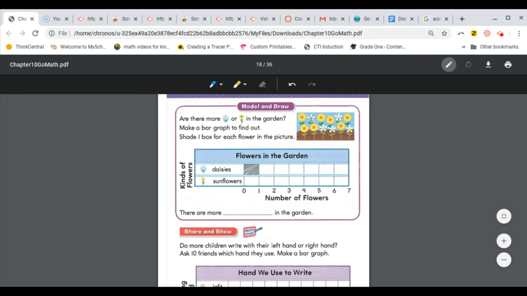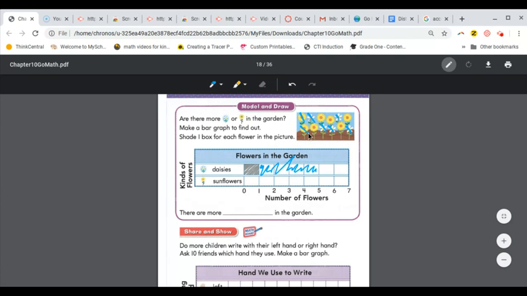For our next problem, we are going to be looking at, are there more daisies or more sunflowers in the garden? We're going to make a bar graph to find out. Each box we shade in is for a flower in our picture. So let's start with the daisies. We have 1, 2, 3, 4, 5 daisies. So 1 is already colored in for us. So 2, 3, 4, 5 daisies.